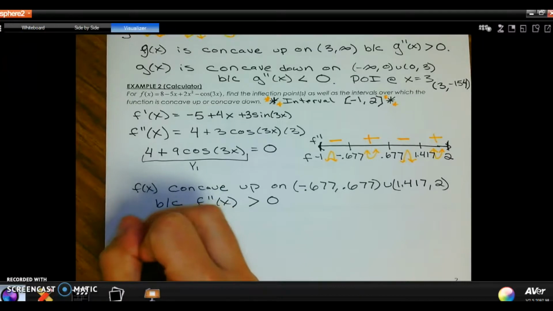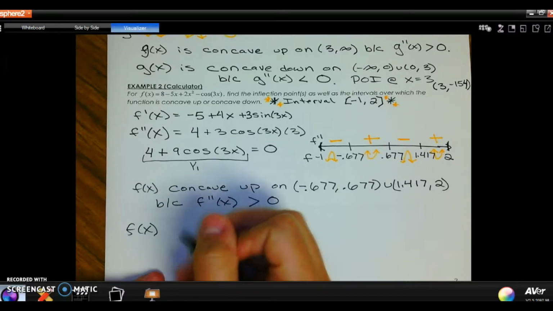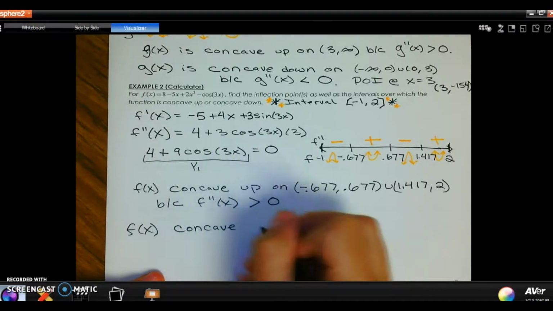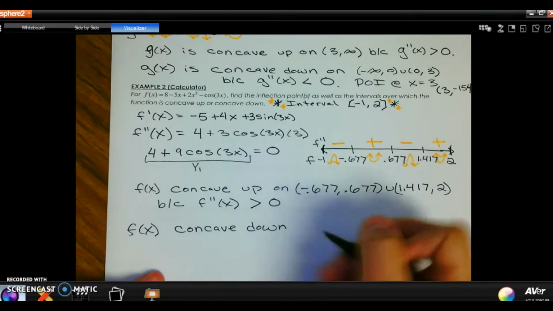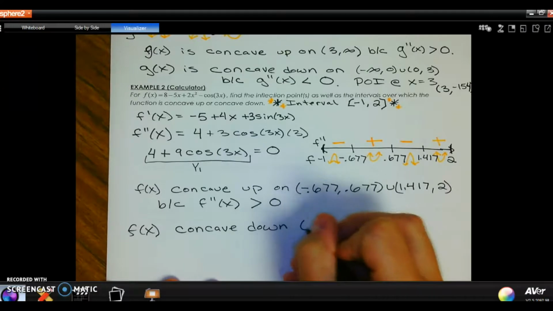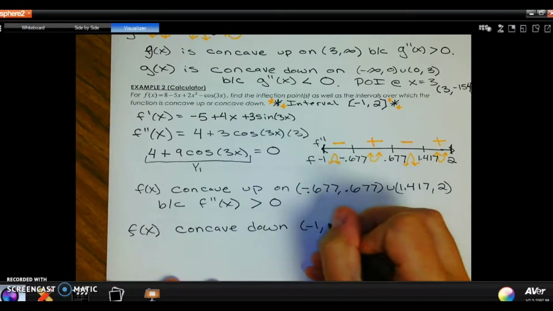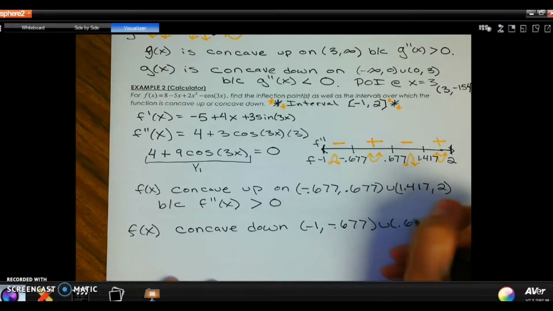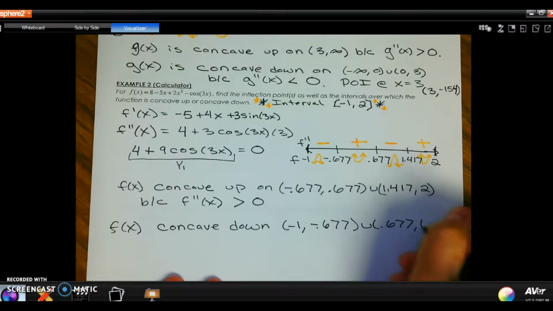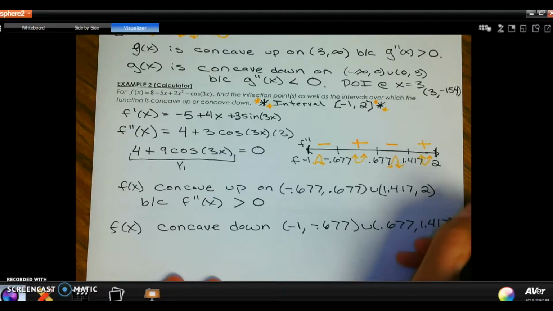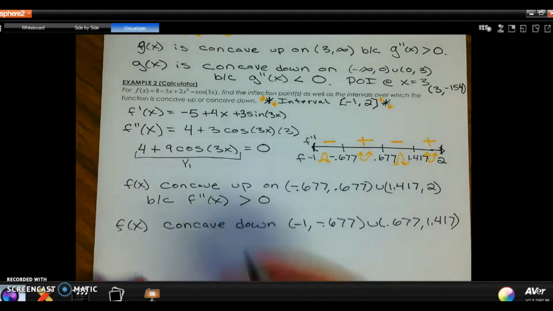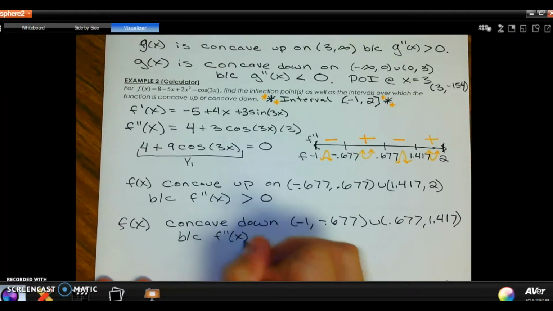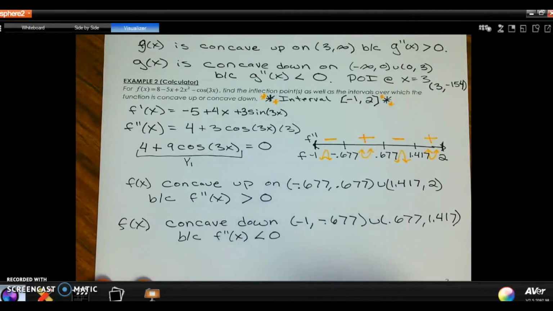And my other concluding statement that I can make was that f of x was concave down on the others. So it was concave down from negative 1 to negative 0.677, union 0.677 to 1.417. Close that up. And that's because the second derivative was less than 0. It was negative.